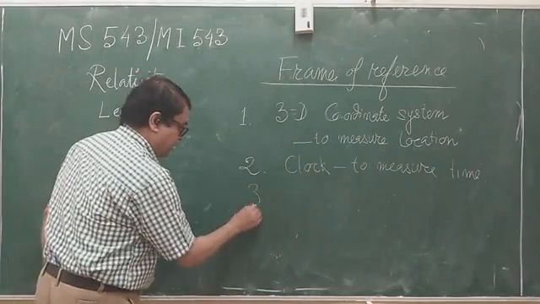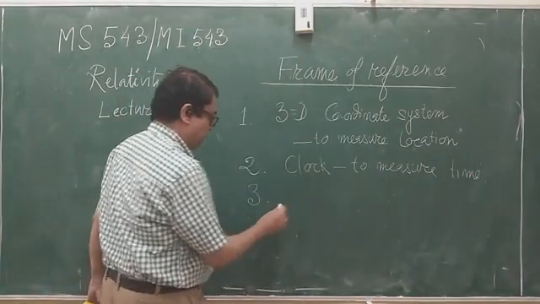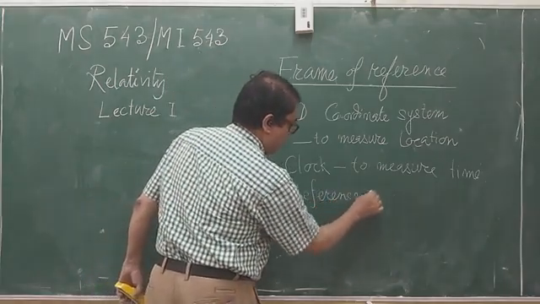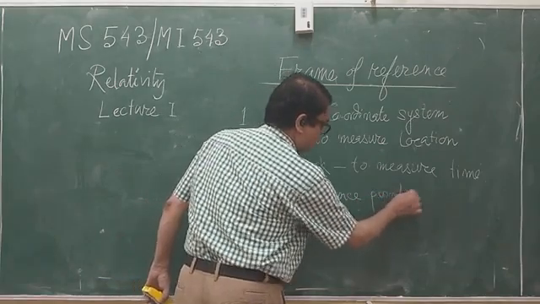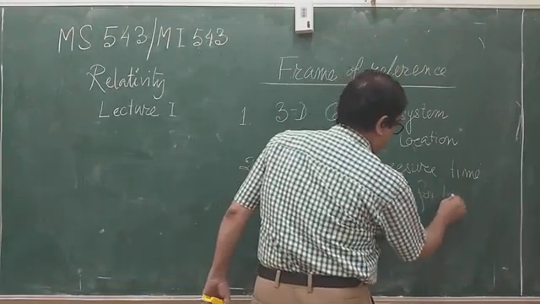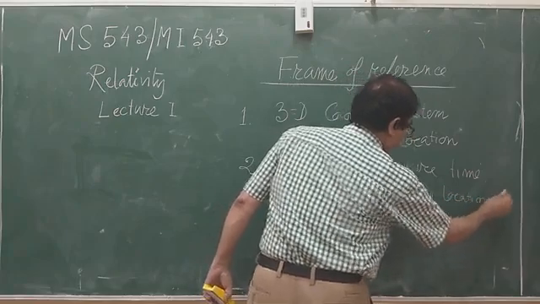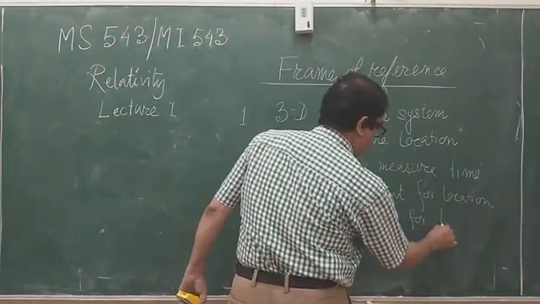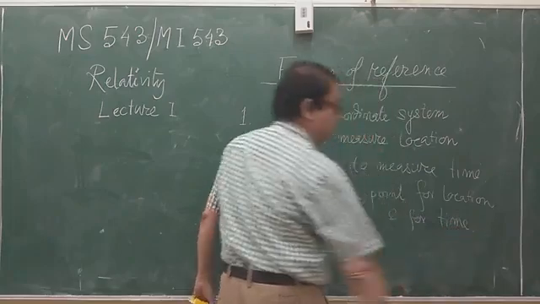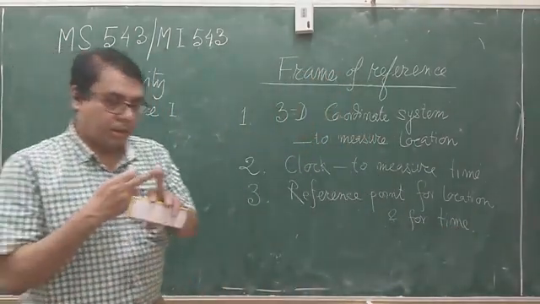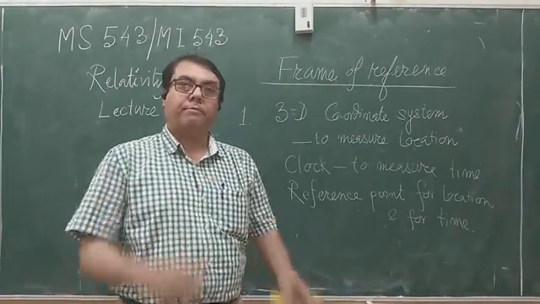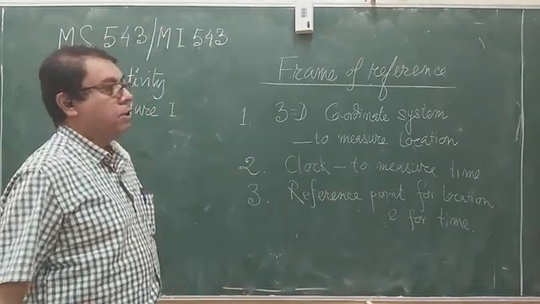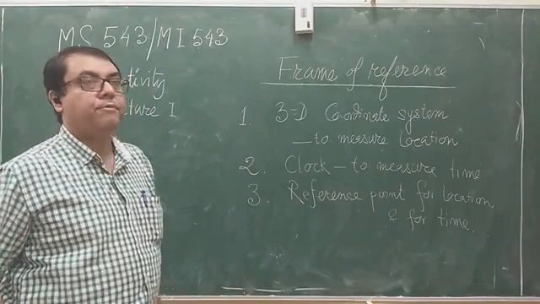And thirdly, what I need is a reference point, a 0 point. A reference point to start the measurement, a reference point for location and also for time. A particular instant of time should be labeled as t equals 0, and from there we'll be measuring things. If you have all these things, this is called a frame of reference, or physically this is an observer.